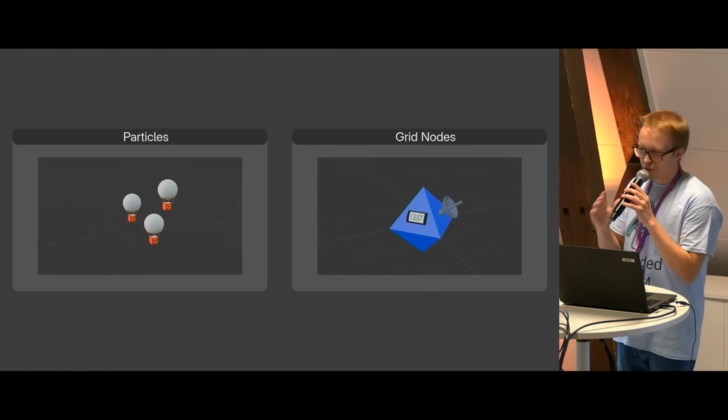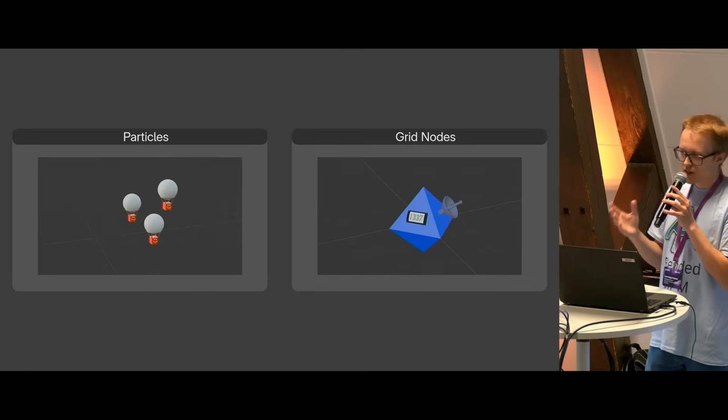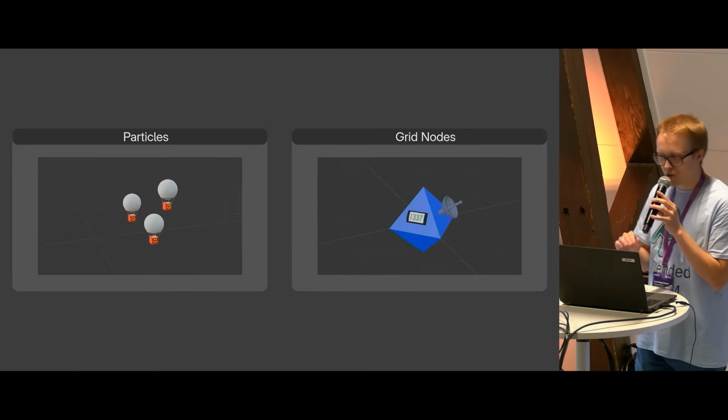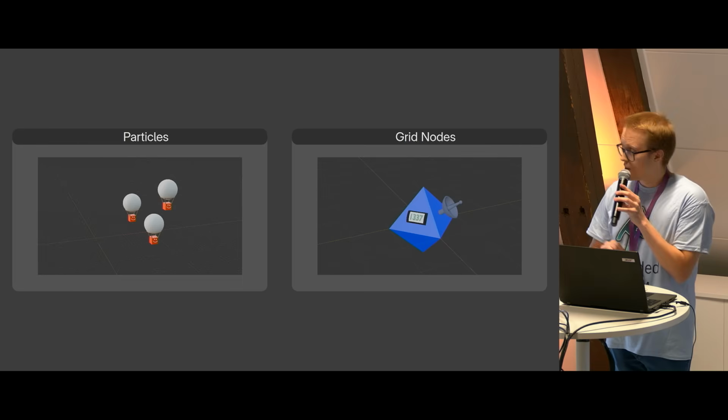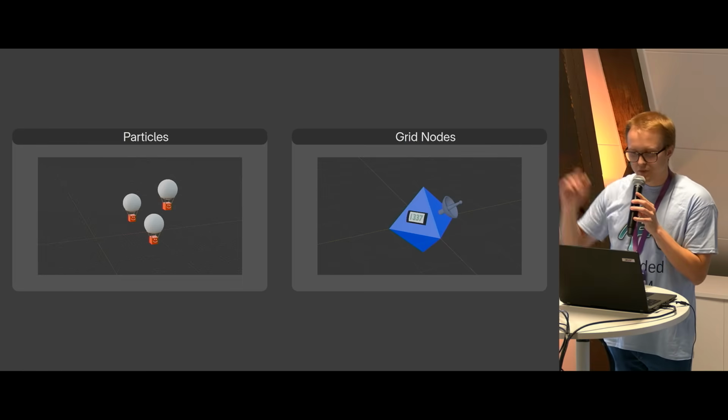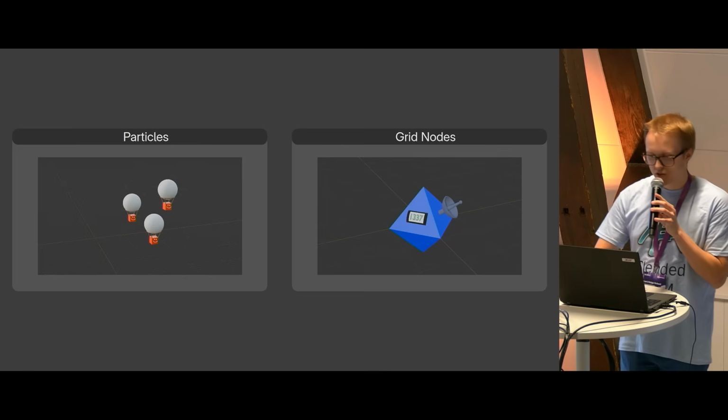So this might become more clear in a second. The particles are actually only half the story. We also have the grid nodes. And we will have these models as mental images.